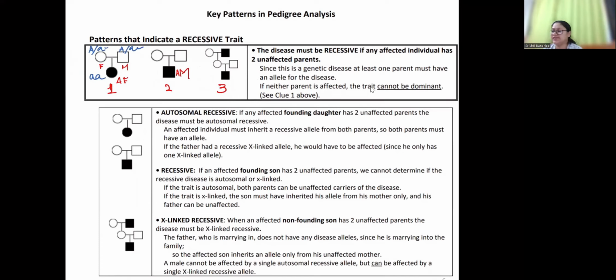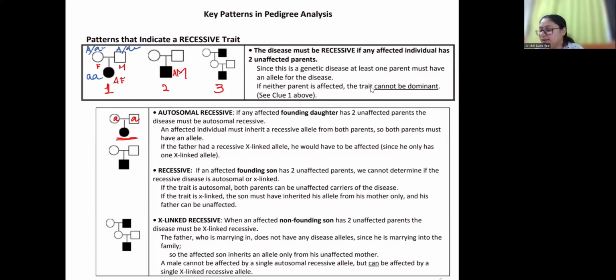So autosomal recessive is like: if an affected founder daughter has two unaffected parents, the disease must be autosomal recessive, that we discussed here in this scenario. The affected individual must inherit the recessive allele from both parents. So both parents must have an allele, both of them had this small a. So it got this a and a.